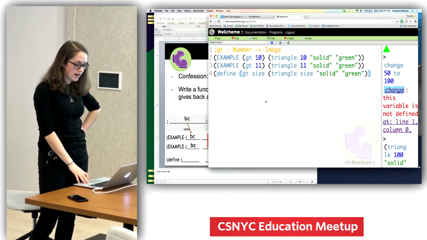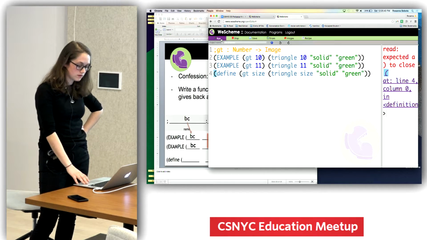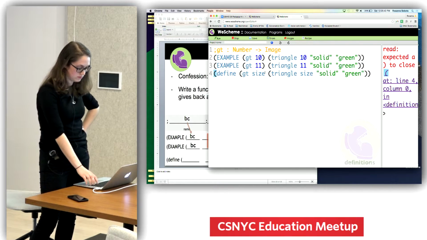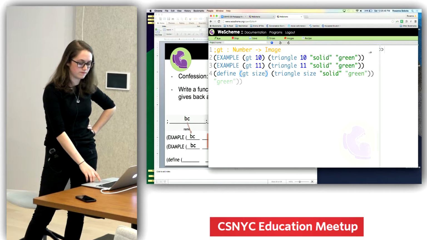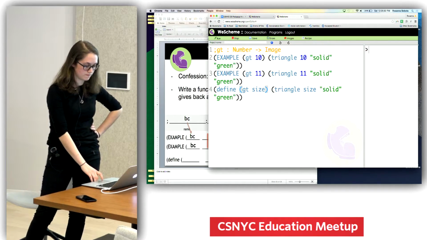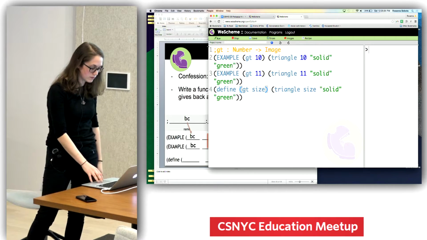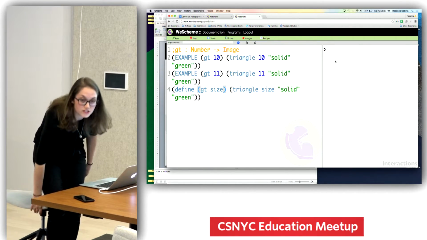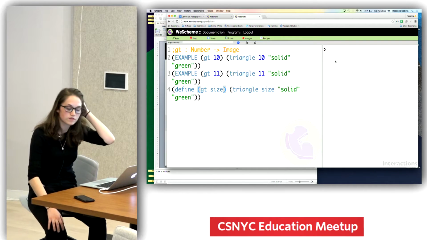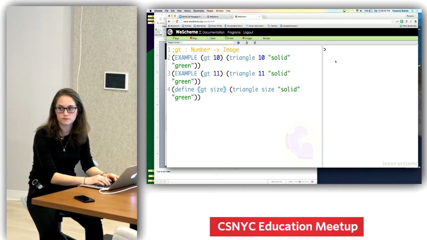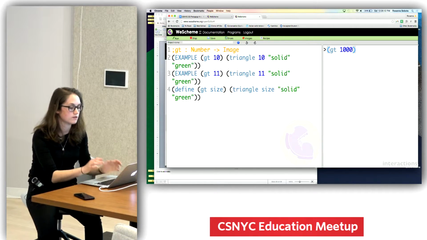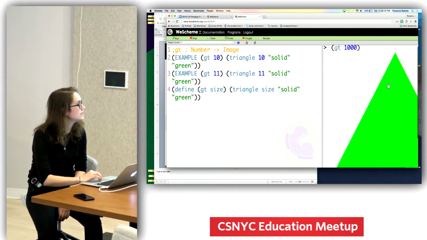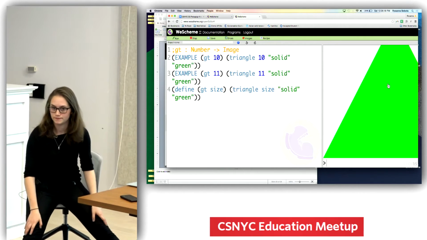All right, so I have all of my code written in here and I press run and I made a mistake. I press run. How come I didn't get a triangle when I pressed run? You didn't call the function. I didn't call the function. So, how would we call the function GT? Pretend it was in a circle of evaluation. Parentheses, GT, 1,000. Okay. Close parentheses. So big I can barely see it. And that's it, we have our function.